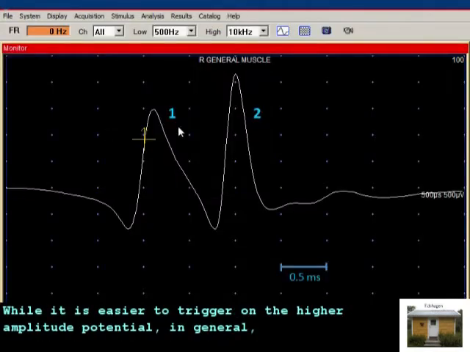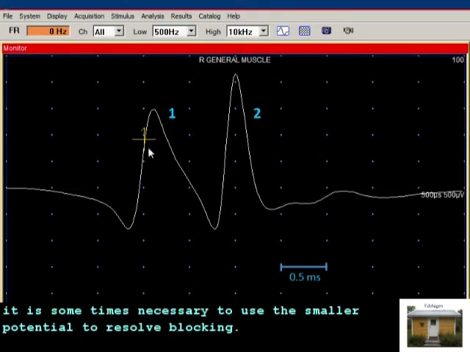While it is easier to trigger on the higher amplitude potentials in general, it is sometimes necessary to use the smaller potential to resolve blocking.